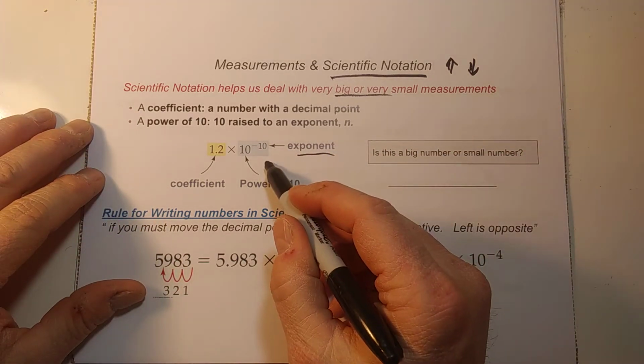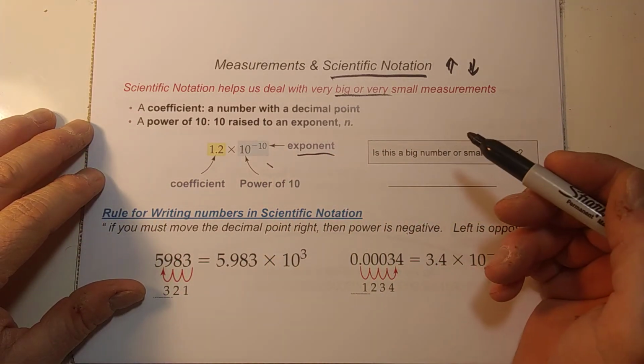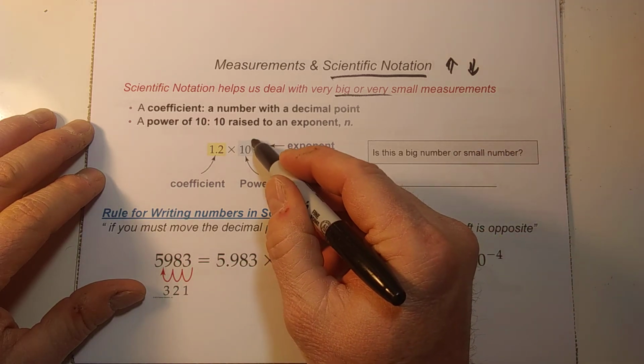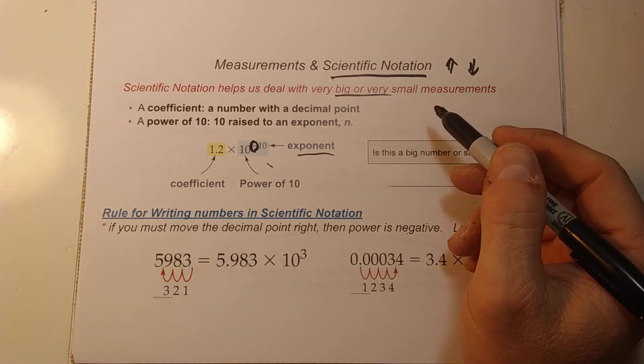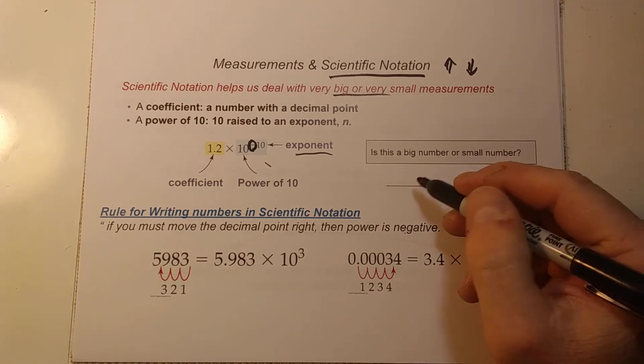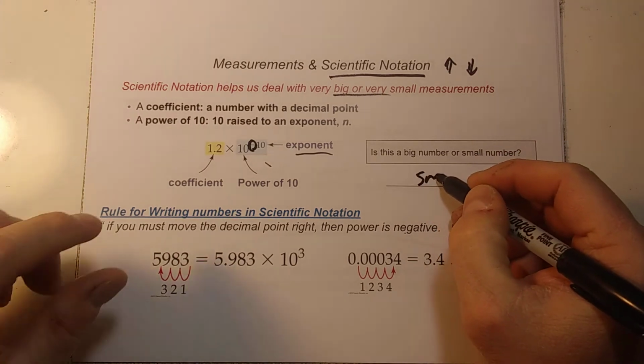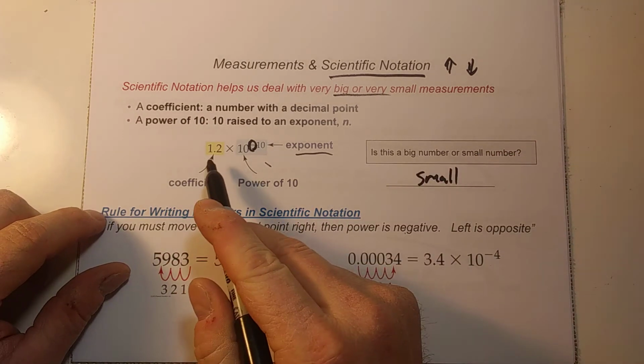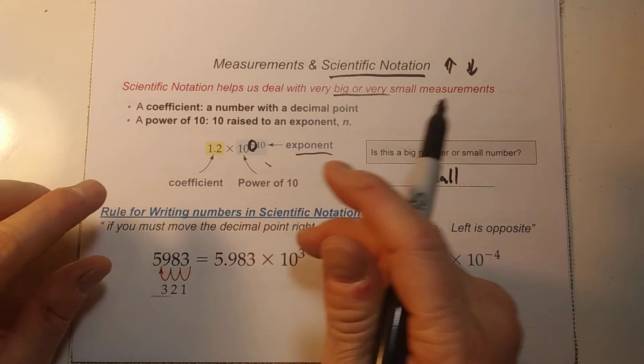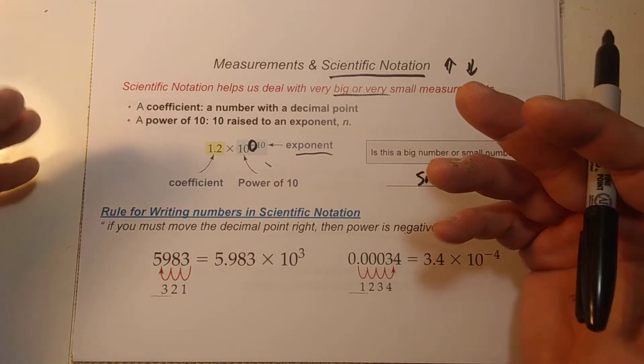So let's look at this number. Is that a large number or a small number? The thing to consider is that it's a negative, 10 to the negative 10. That means it's a small number. If it was 1.2 times 10 to the 10th, then that would be the opposite. It would be a very, very big number.